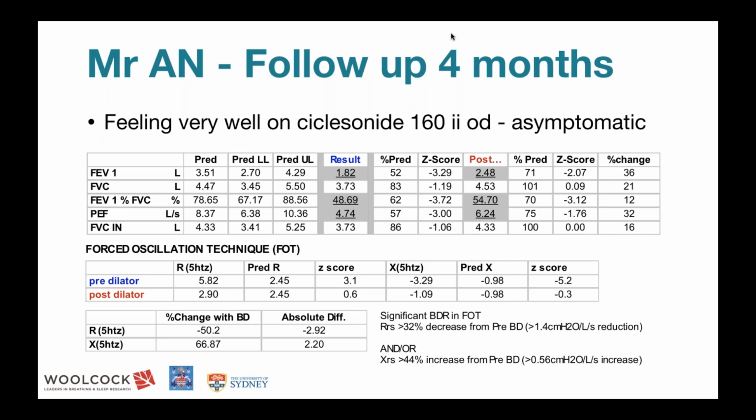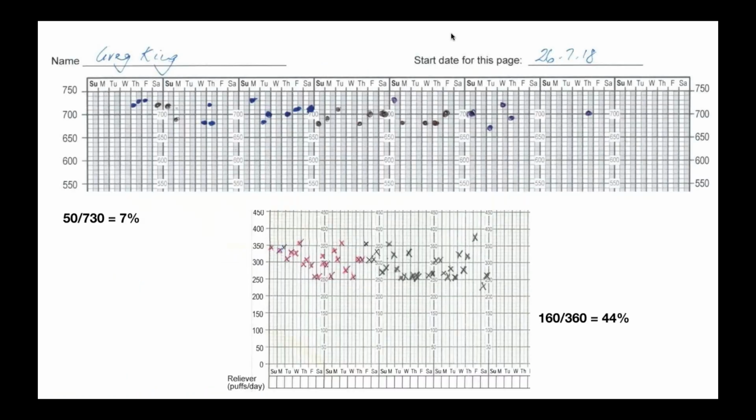You can see how we classify significance or not down in the bottom right corner. And you can see the reactance, the X value, which I'll speak about later, that also demonstrates quite a significant change from minus 3.29 to minus 1.09 centimeters of water per liter per second. So that's a big change, like the FVC. So the two lung function measures match up pretty well. And here is his peak flow recording from that period.